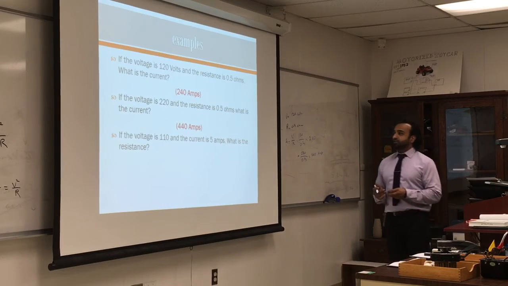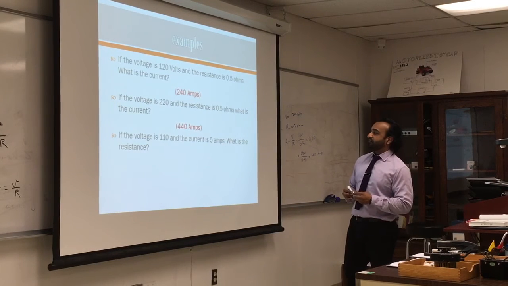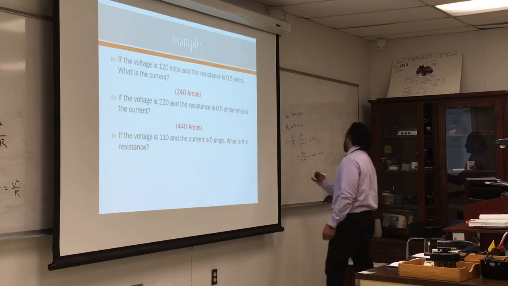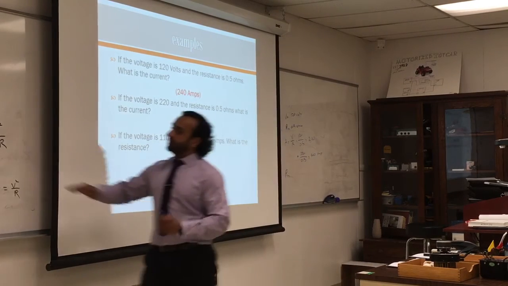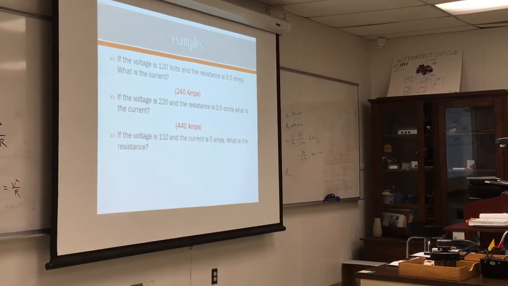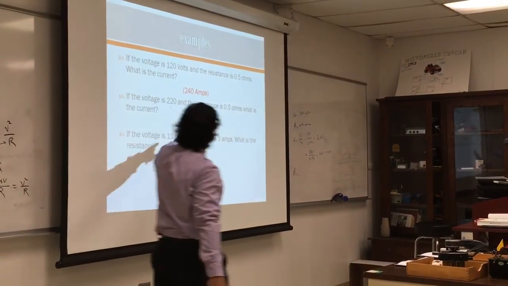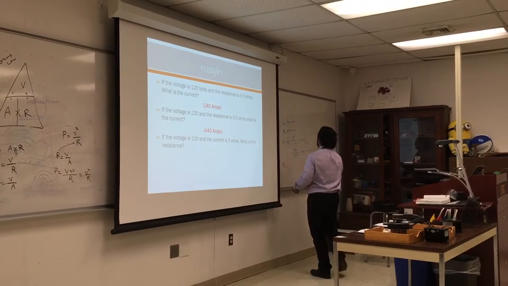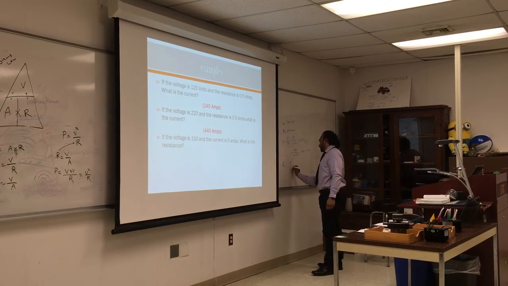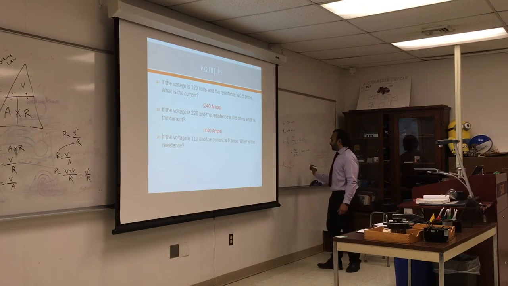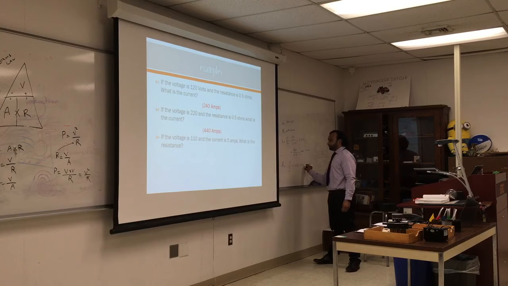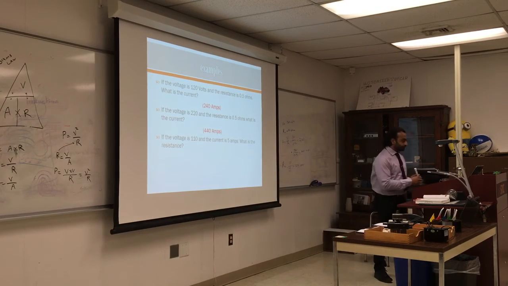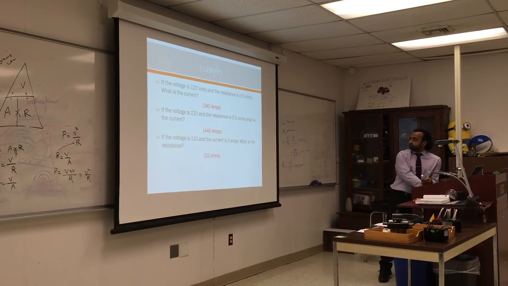If the voltage is 110 and the current is 5, what is the resistance? So resistance equals what? I will go to resistance, cover the resistance: voltage over amperage. So 110 over 5. What is that? 22 ohms. Close enough.